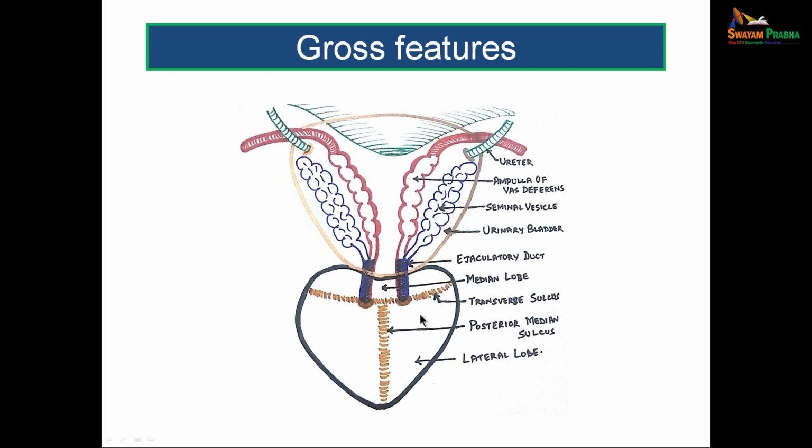Posterior surface, you can see some more features in this diagram. You can see a transverse sulcus dividing the posterior surface into an upper smaller part and a lower larger part, and this transverse sulcus will have on either side of the midline the ejaculatory ducts piercing the prostate and entering. The smaller upper part is formed by the median lobe, and you find this lower larger part is again divided into two halves by a vertical median sulcus, and this posterior median sulcus will separate the two lateral lobes, one on either side.